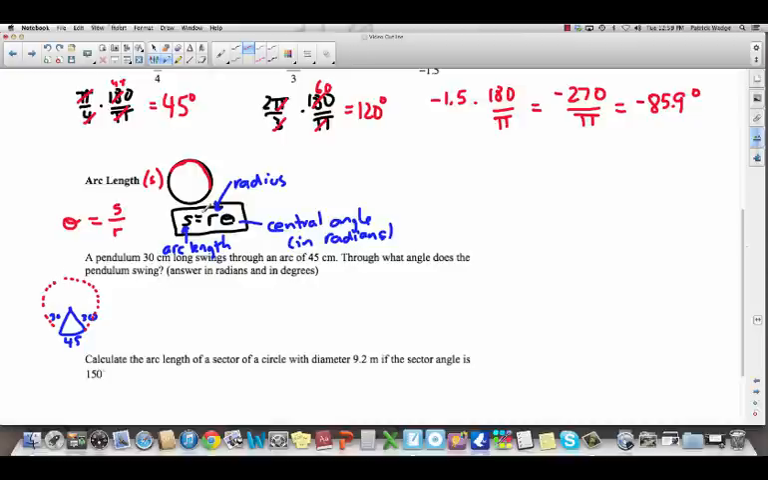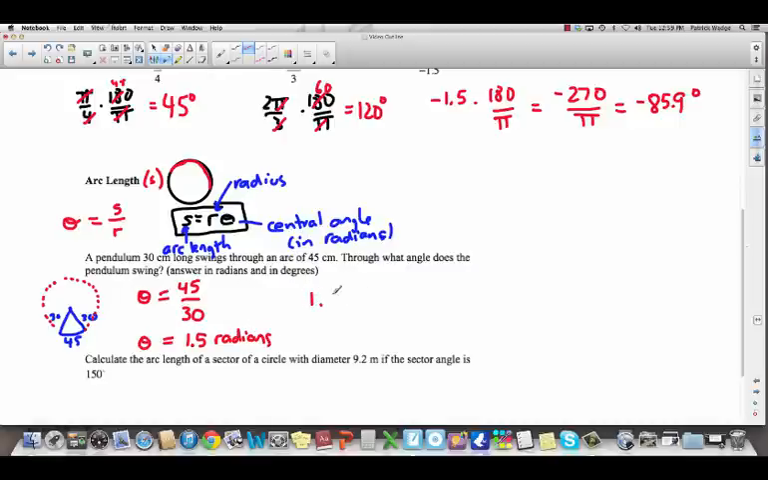So we're going to use this formula, S equals r theta. And we're looking for the angle. So I guess if you wanted to, you could rearrange the formula so it actually looks like this. The angle is equal to S, which is the arc length. What's the arc length? 45, they give us that. Divided by r, the radius. What's the radius of the circle? 30. So the angle is equal to 1.5. 1.5 what? 1.5 radians.